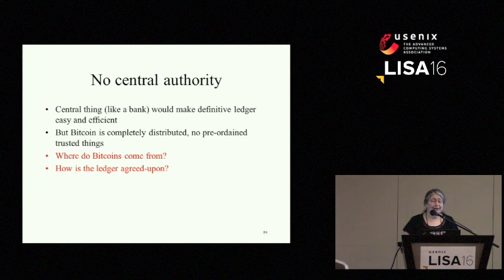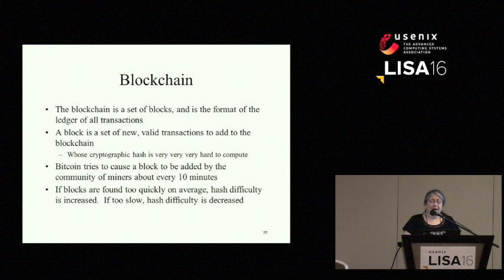And there's no central authority. If there were a central authority, having a ledger that everyone agrees on would be kind of trivial. But Bitcoin wants to be completely distributed with no preordained trusted things. So where do Bitcoins come from, and how is the ledger agreed upon? A block is a set of new valid transactions such that the block has a cryptographic hash that's very, very, very hard to compute.